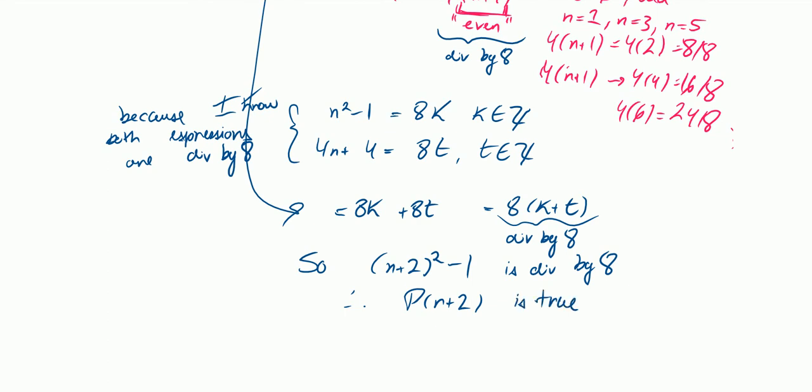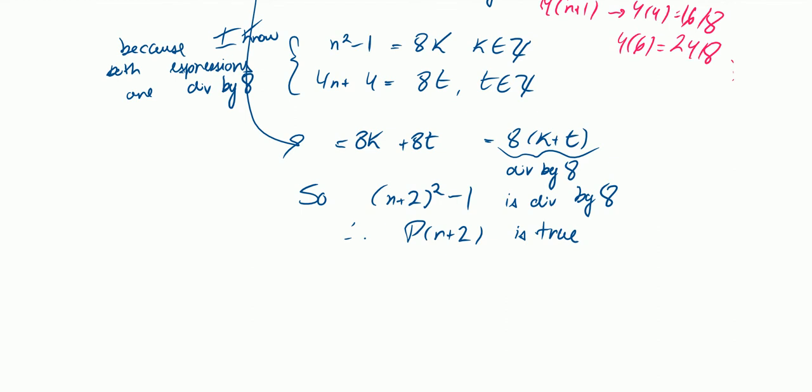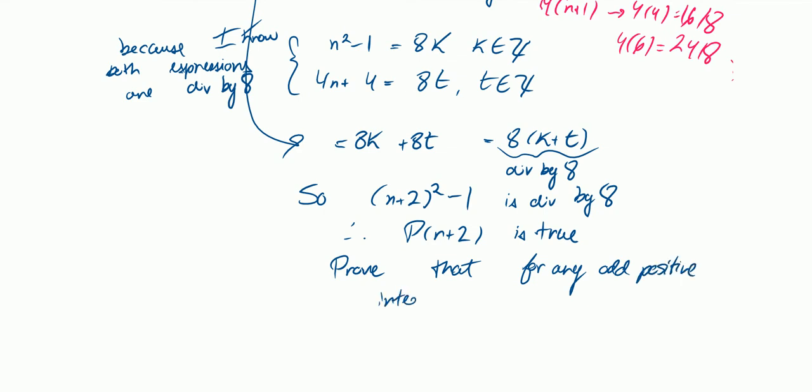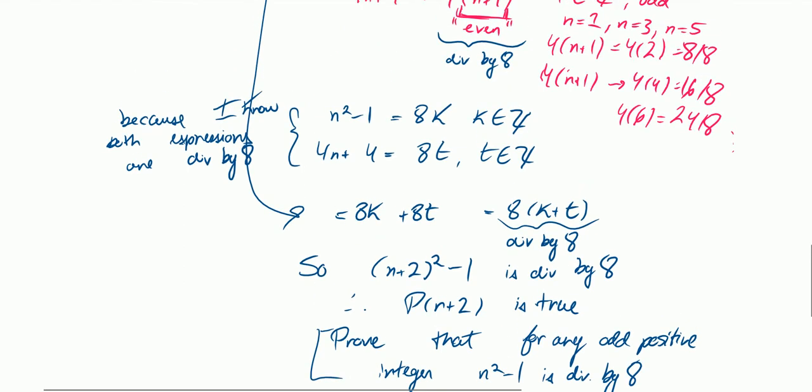And so what that means is I've proven that for any odd positive integer, n squared minus 1 is divisible by 8. So I've shown this with my inductive step.